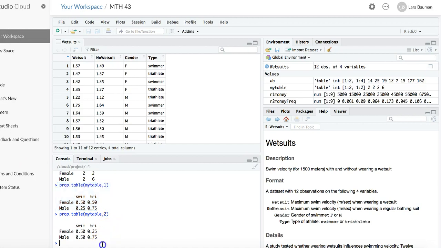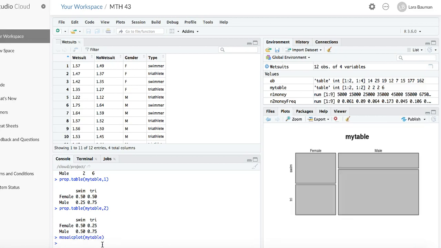The other thing that you can use is something called a mosaic plot, and that's specific to a two-way table. And you just type mosaic plot and you put the name my table. And you actually get a data display of the relative proportions of the way the two variables are distributed. So if we look at swimmers as proportions of females and males, we can see that the conditional probability of being a swimmer, conditional on being female, is 50%, whereas the probability of being a swimmer, conditional on being male, definitely is going to be a quarter.